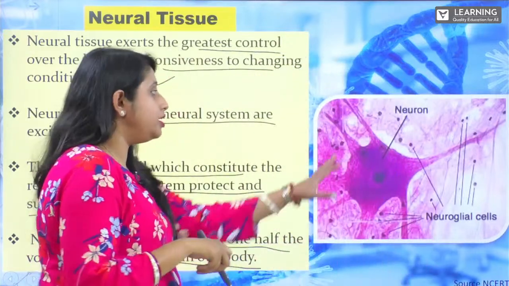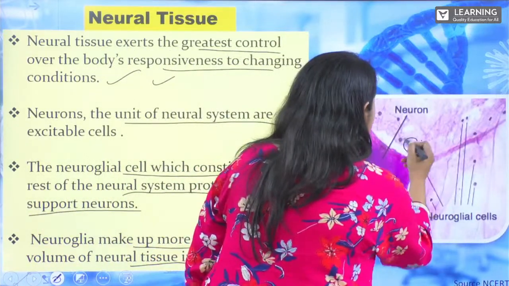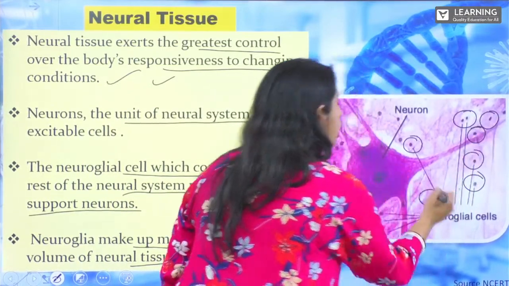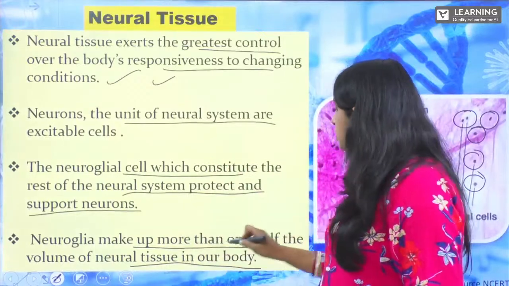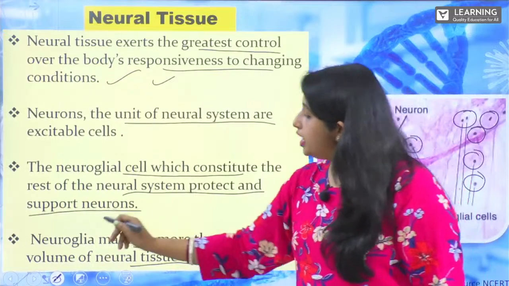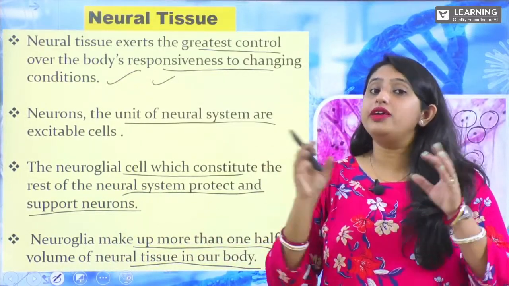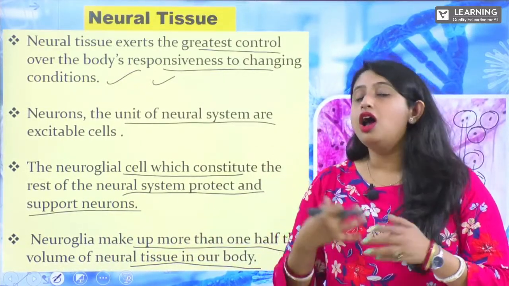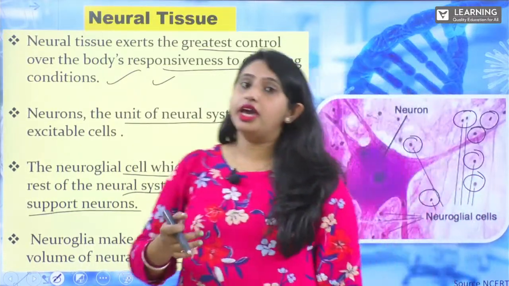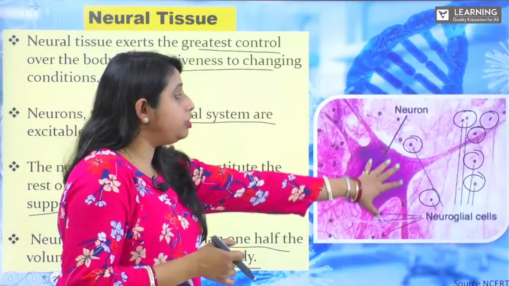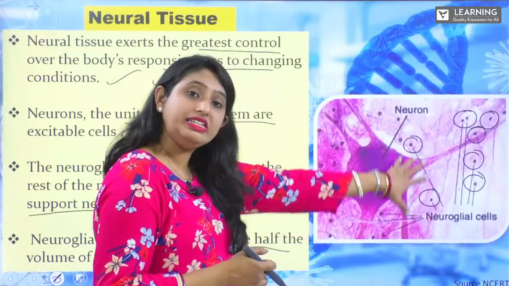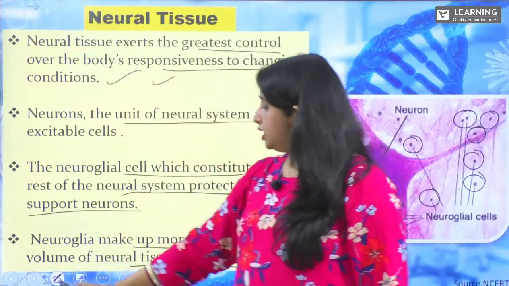These are the neuroglial cells. They make up more than 1/2 of the volume of the neural tissue in our body. In the neuroglial cells, there are various cell types, which we will learn in detail in the nervous system chapter. This is the diagram of the neuron or nerve cell, showing the neuron and the neuroglial cells present around it. Clear?